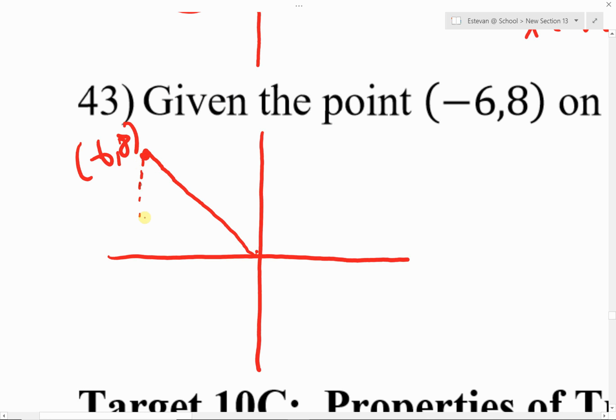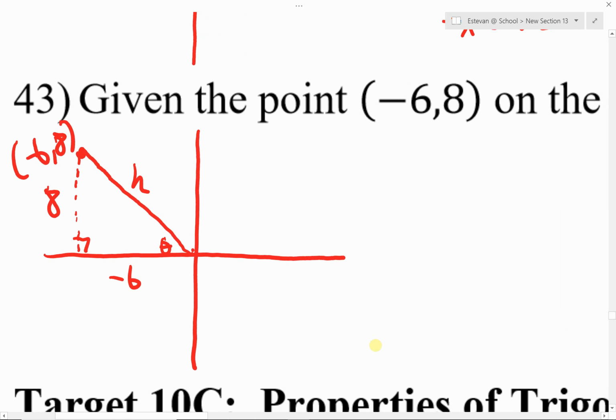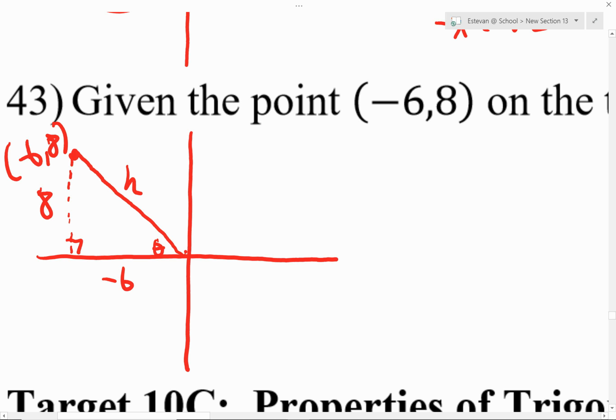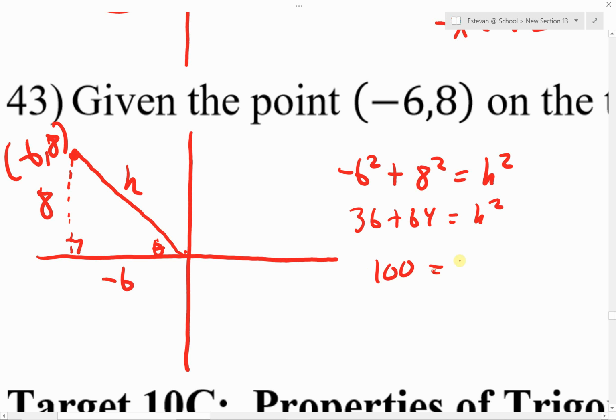Therefore, if I create a right triangle, negative 6 represents my x, and 8 represents my y. We don't know my hypotenuse. How do I figure out the hypotenuse? Pythagorean theorem. So we do negative 6 squared plus 8 squared is equal to h squared. That'll be 36 plus 64 is equal to h squared. That is 100 is equal to h squared. Square root both sides. H will equal 10.